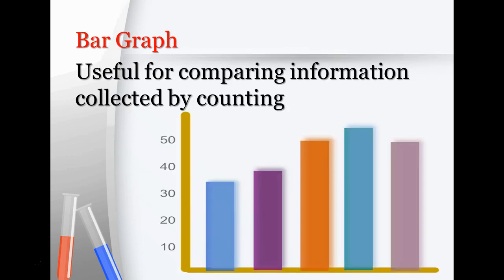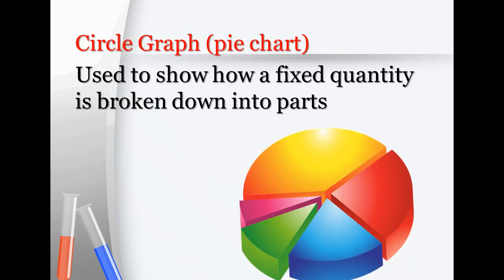A bar graph is useful for comparing something you have counted, the number of red M&Ms versus the number of purple M&Ms in your bag, or all the different colors of M&Ms or Skittles in the bag. This is how you can use a bar graph. It's easy to compare something that you have counted.